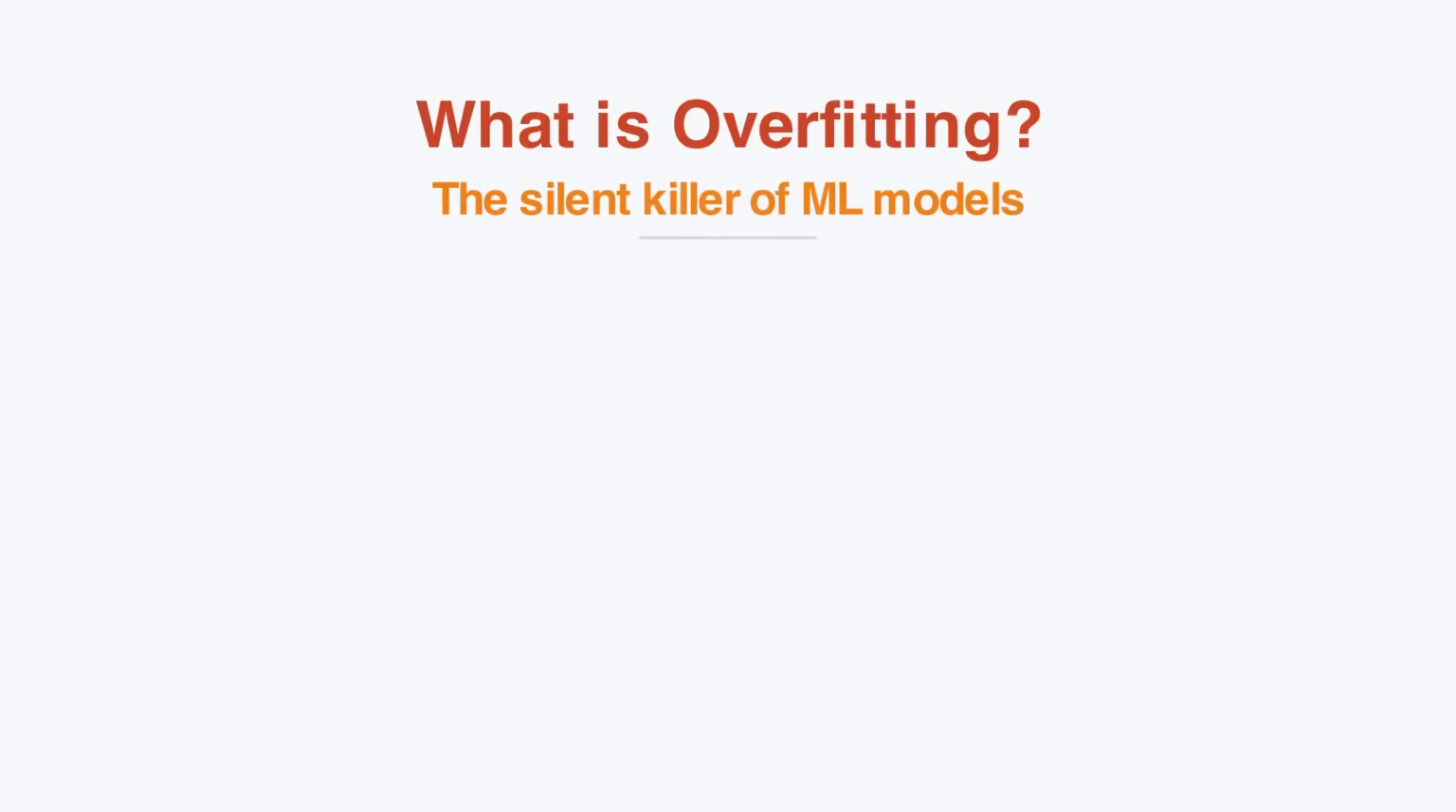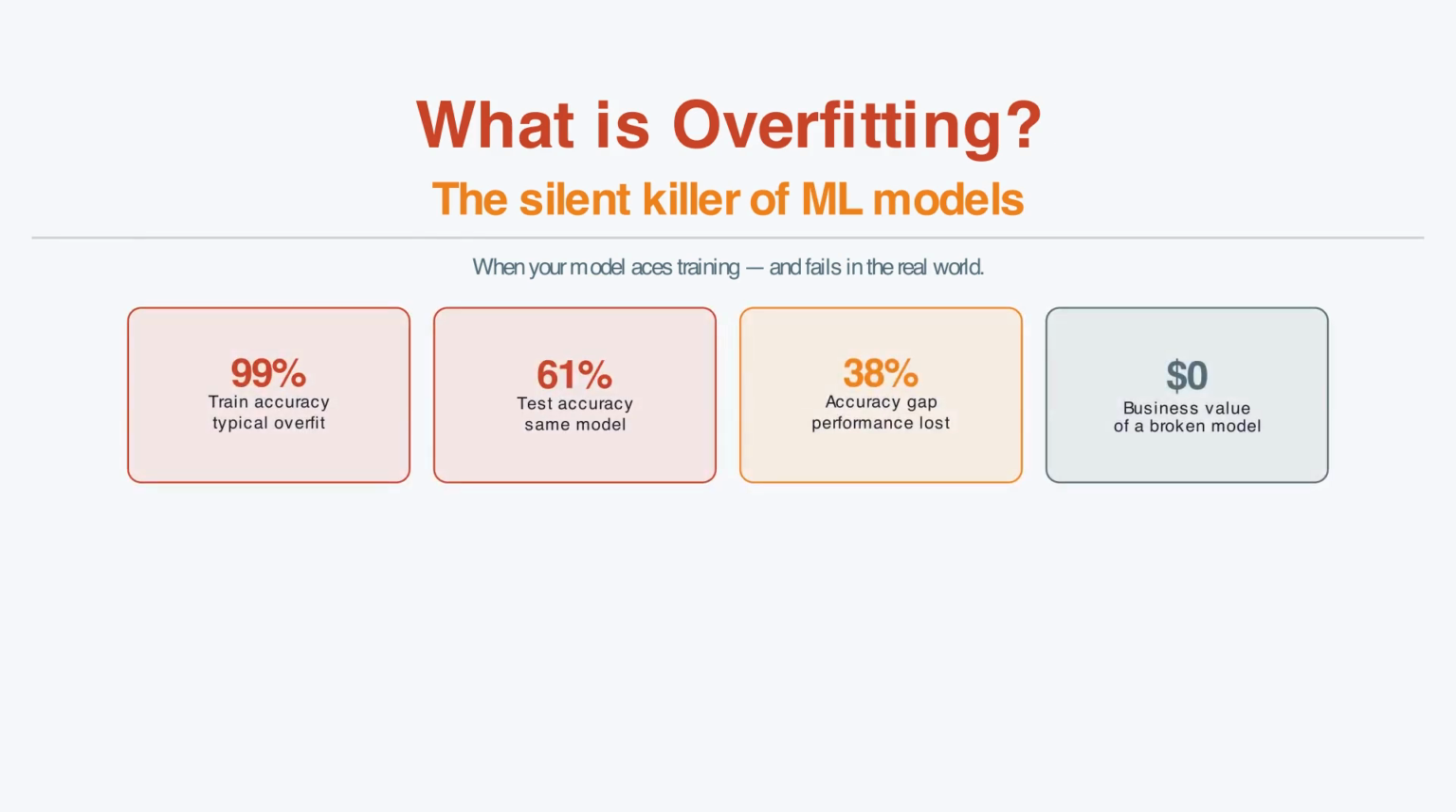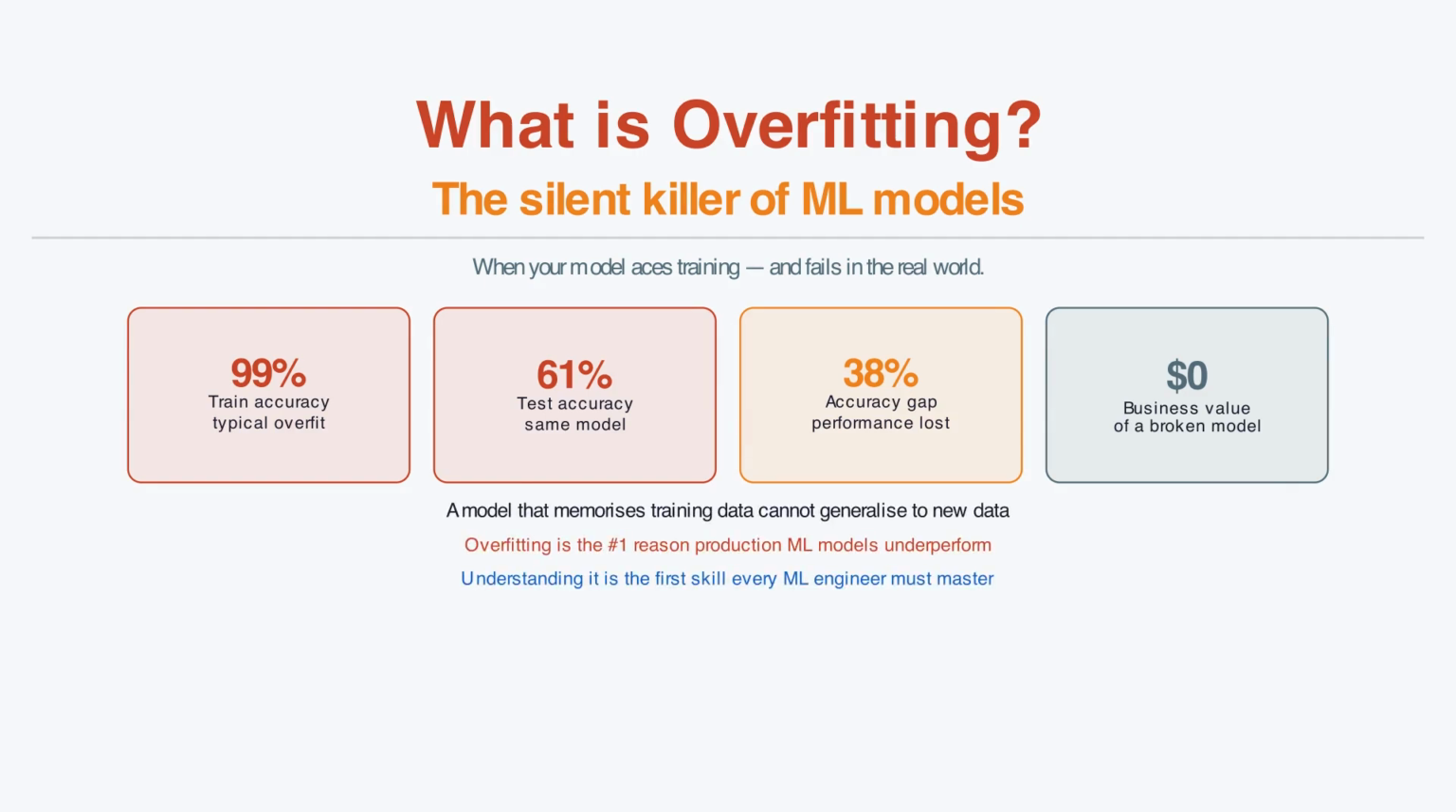What is overfitting? It sounds like a technical term, but it is actually a very simple idea and one of the most important concepts in all of machine learning. Here is the short version. Overfitting happens when a model learns the training data too well. So well that it memorizes the noise, the quirks, the random accidents in your data, and then fails completely when it sees anything new. You can have a model scoring 99% on your training set and 63% on the real world. That gap is overfitting. That gap costs you the entire business value of the model.